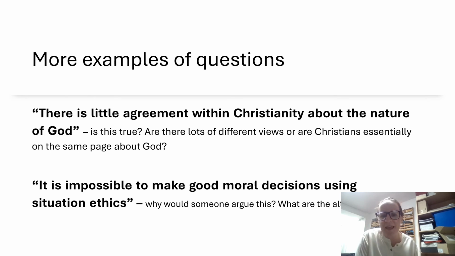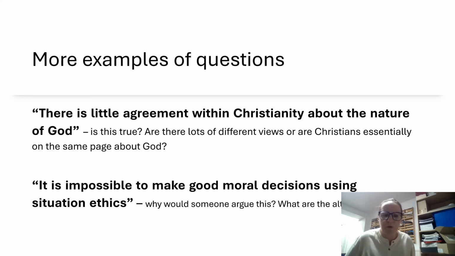So just briefly, here's a couple more examples of what else a 15 marker might look like. Sometimes, particularly for Christianity, they have set ones like this first one. There is little agreement within Christianity about the nature of God. And with this, it can be harder to spot what the two sides are. But actually, all it is, is: is that statement true? Is there a little bit of agreement, or is there a lot of agreement? Are Christians generally on the same page about God, or are Christians completely split on the idea of God? Once you've got your two sides of the argument, then you can plan, and then it should get easier.